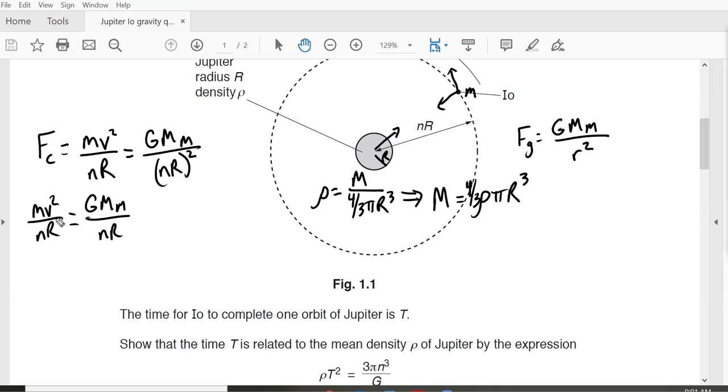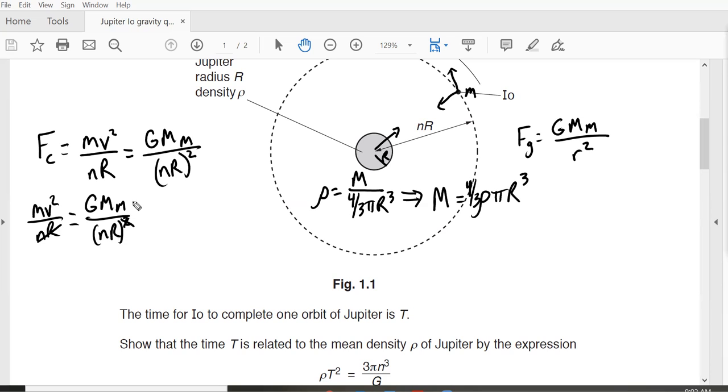It's nr times nr. Anytime you see the same term in the same place on either side of an equation, you can cancel it out, right? So this is like nr squared. That's like saying nr times nr. Well, one of those is going to cancel. So you just have nr left on this side.